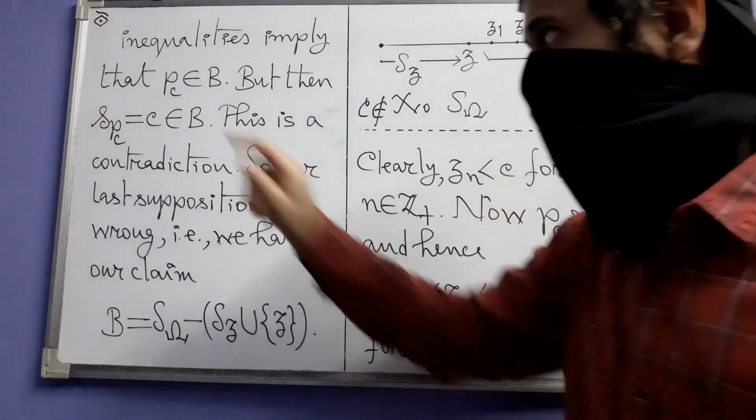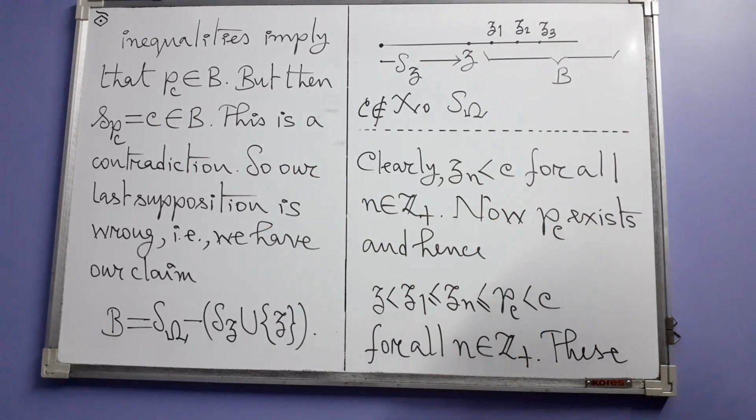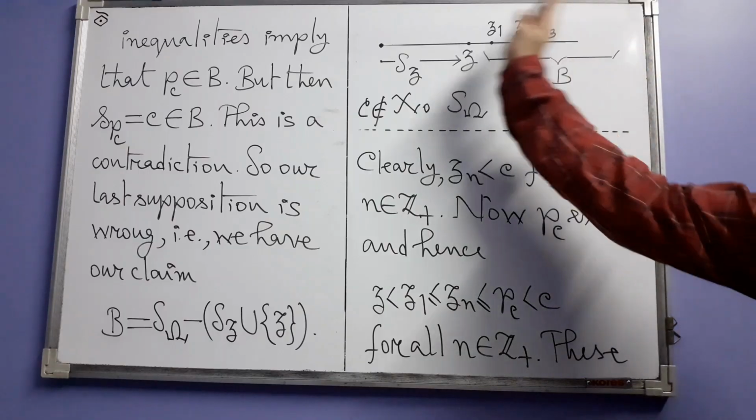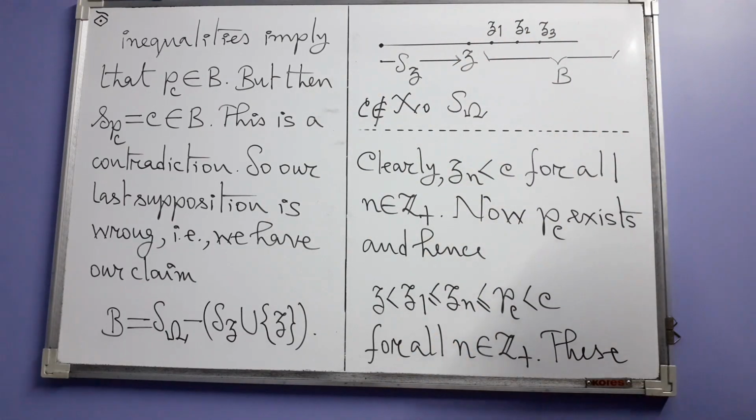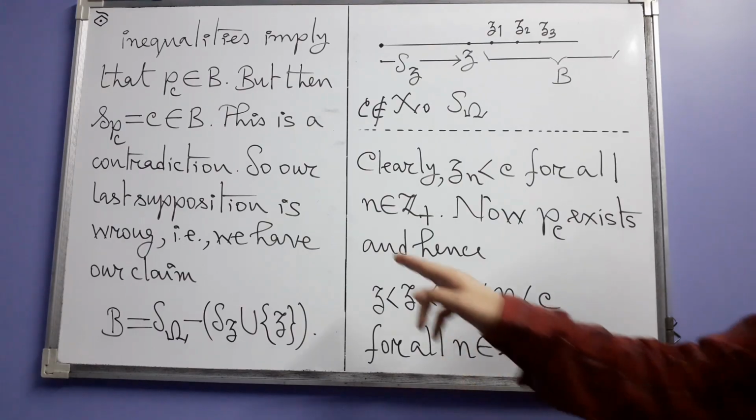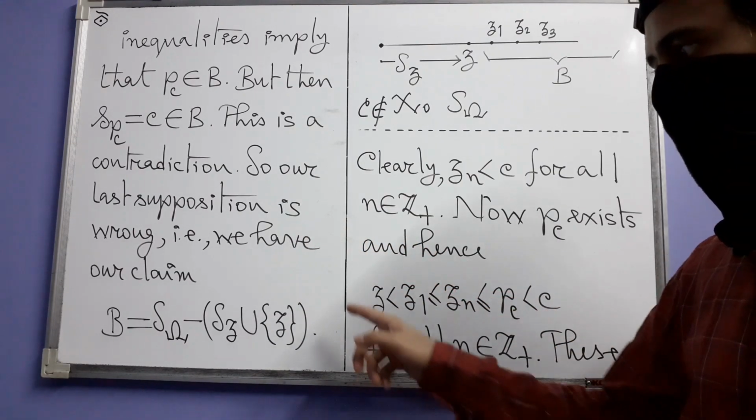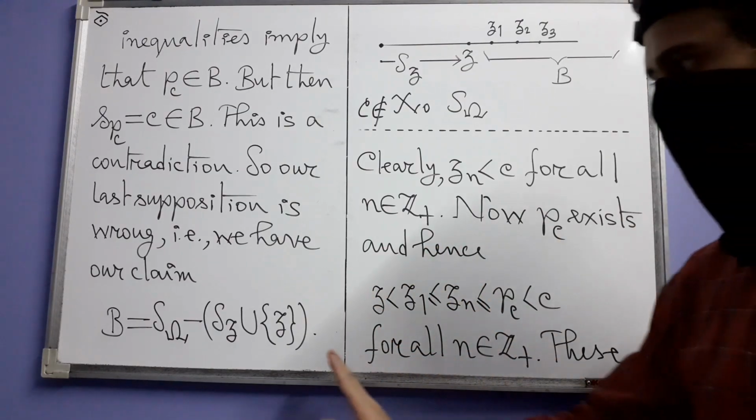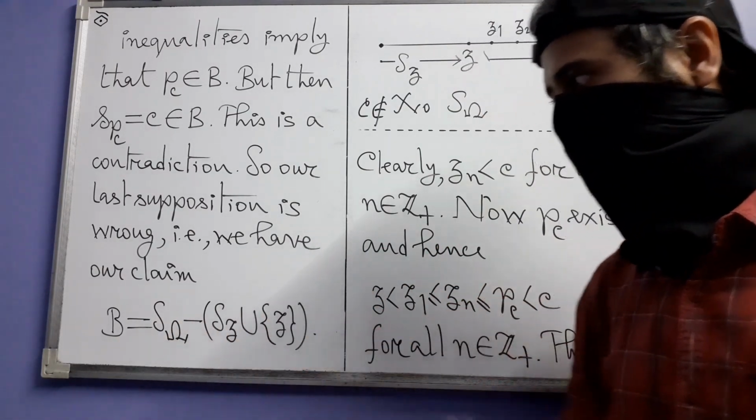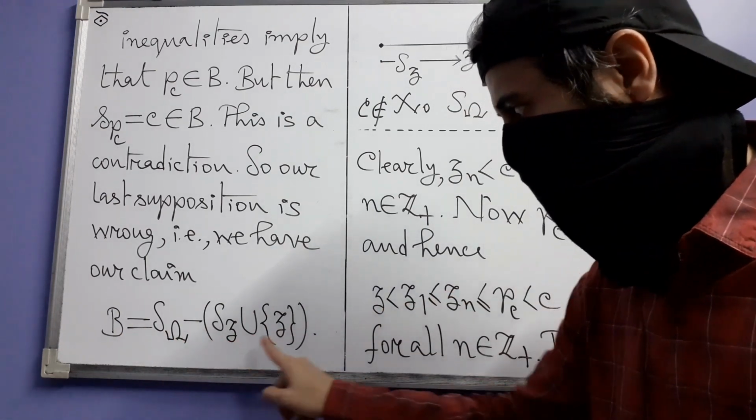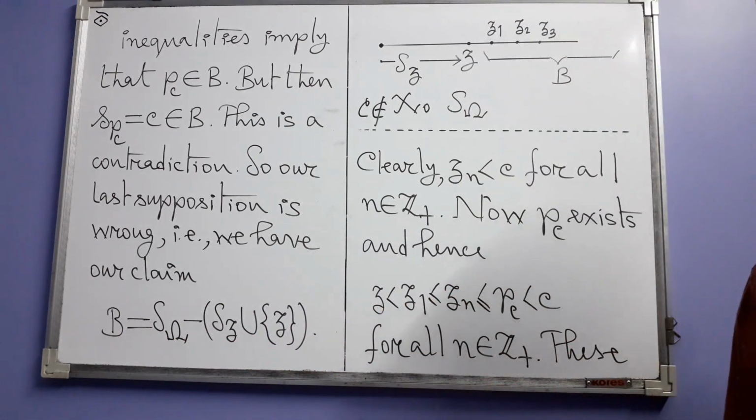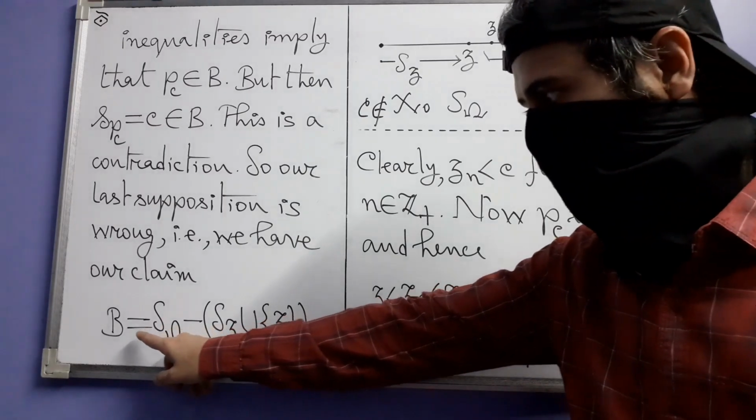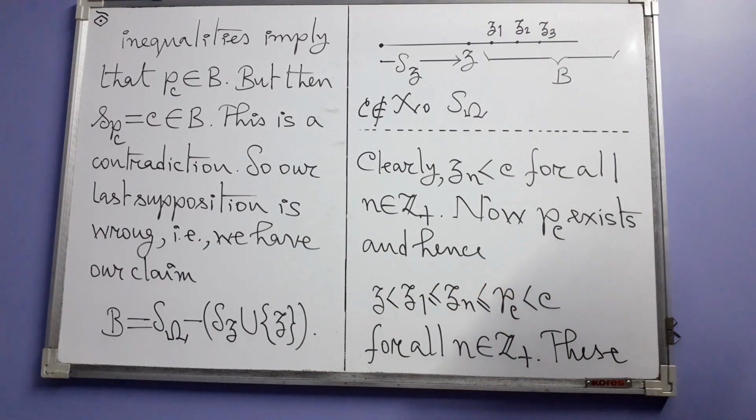So C has to belong to B, but this is the contradiction because C lies in the complement of the union of these three sets. So something has gone wrong, and what went wrong is our supposition, which was, you remember what that last supposition is. We supposed that this is not the case, that besides B, this and this, there is something else in S omega. There can be nothing else in S omega. And that's why we have our claim established.